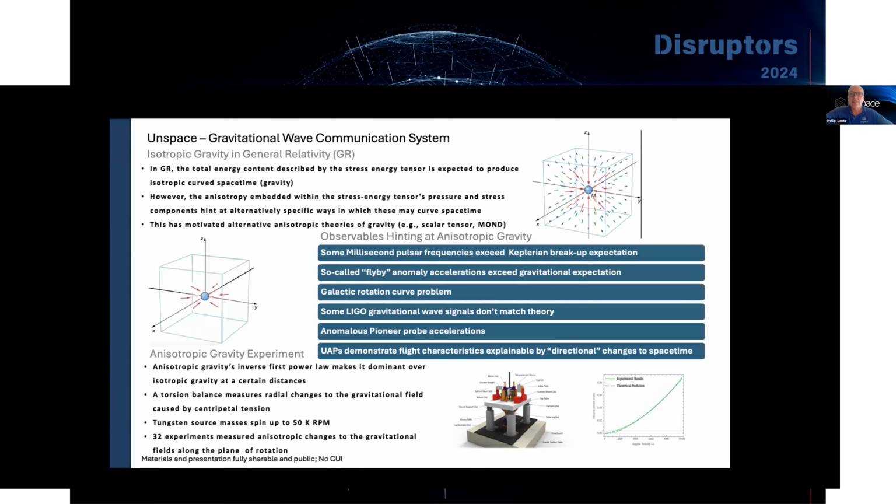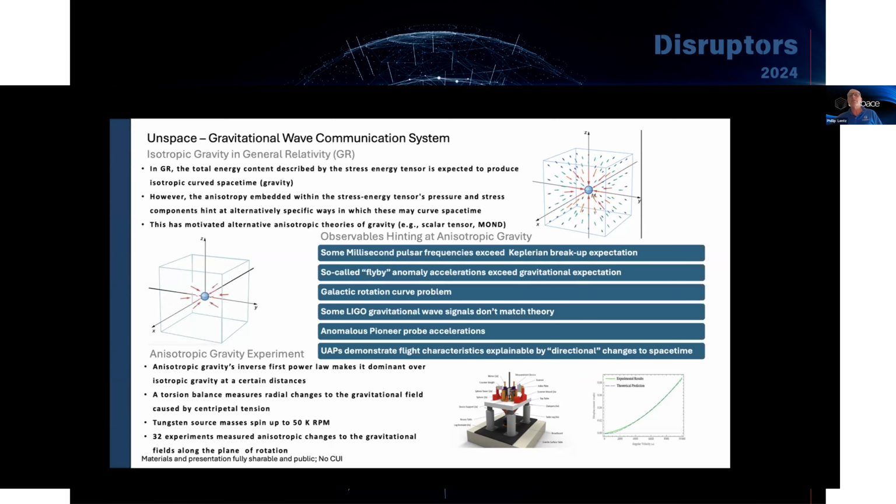But the universe teases us and tells us that he's not exactly right either. We see that pulsar frequencies exceed their breakup expectations. Stars in the outer bands of galaxies orbit their central black holes faster than our theories can predict. Gravitationally assisted space probes experience anomalous accelerations. UAPs instantaneously, we've talked about this all day long, it's been so fun, change direction at Mach numbers that should produce inertia that would just tear them apart. So many of these things suggest an anisotropic property of gravity.